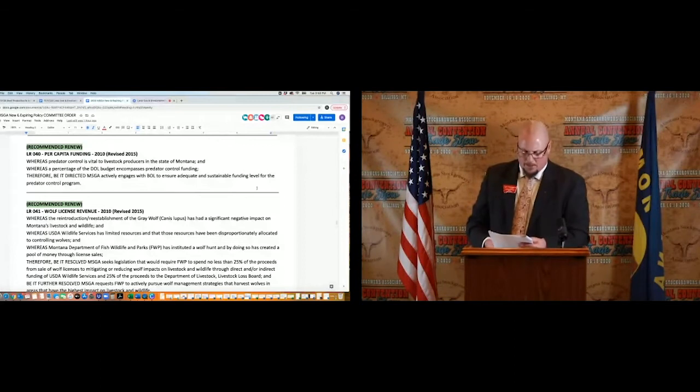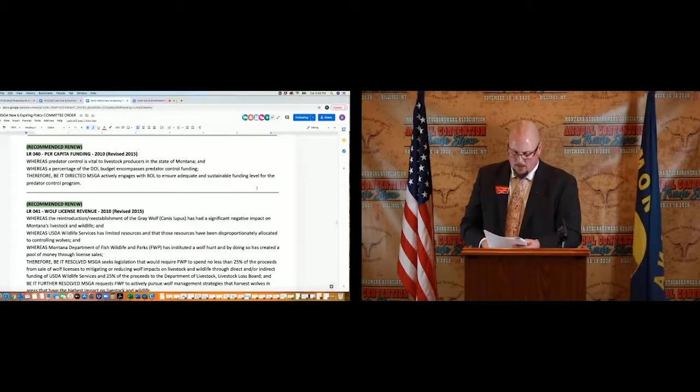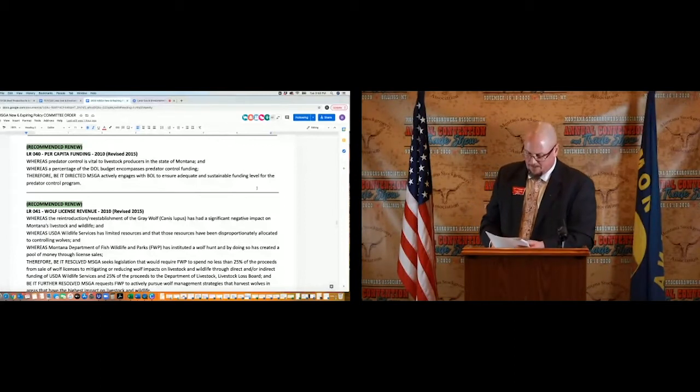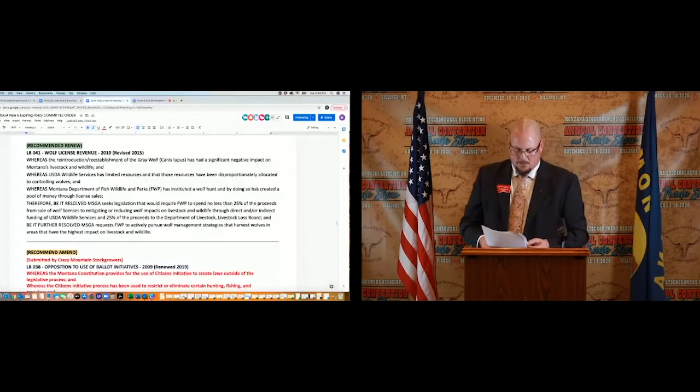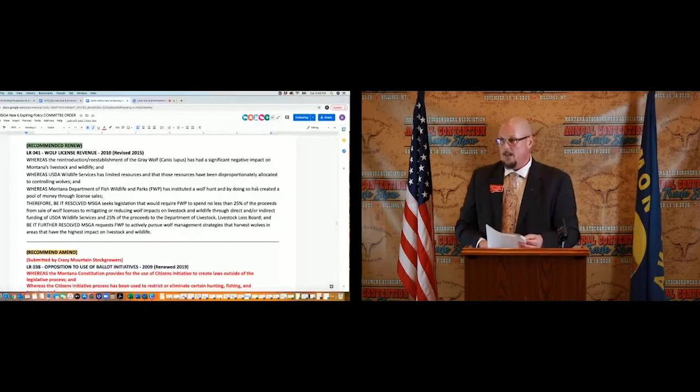Therefore, be it resolved, MSGA seeks legislation that would require FWP to spend no less than 25% of the proceeds from sale of wolf licenses to mitigating or reducing wolf impacts on livestock and wildlife through direct and/or indirect funding of USDA wildlife services, and 25% of the proceeds to the Department of Livestock Loss Board. And be it further resolved, MSGA requests FWP to actively pursue wolf management strategies that harvest wolves in areas that have highest impact on livestock and wildlife.